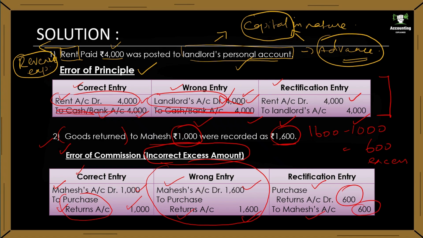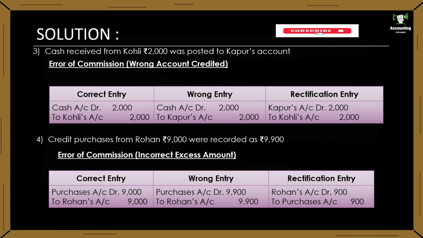Okay. The next transaction is cash received from Kohli, rupees 2000, was posted to Kapoor's account. Okay, here we have made an error of commission. Instead of Kohli, you have taken it to the Kapoor account, that is, wrong account credited. Correct entry will be cash account debit. Okay, cash received. Debit what comes in? What comes in? Cash. Cash account debit 2000.